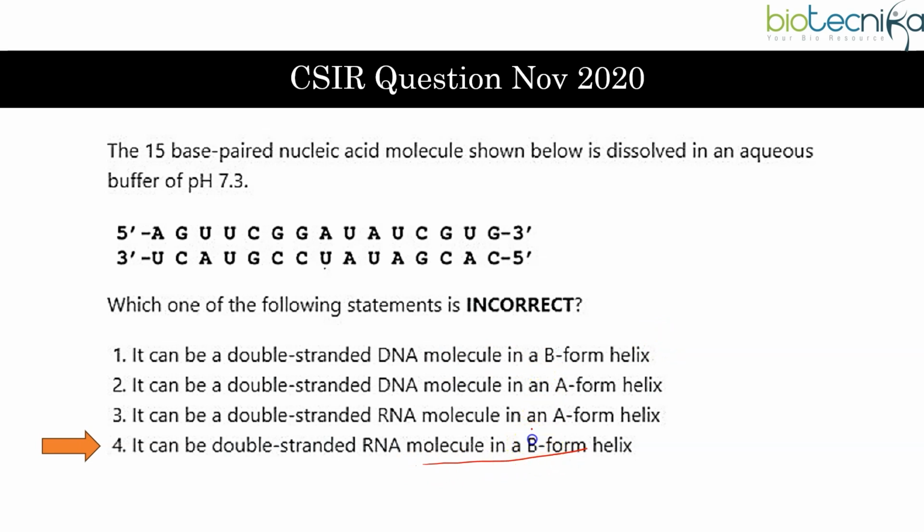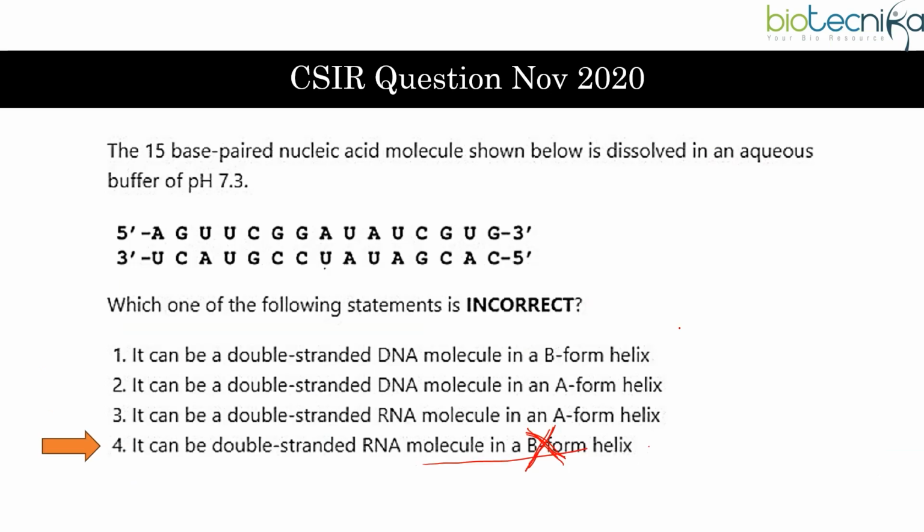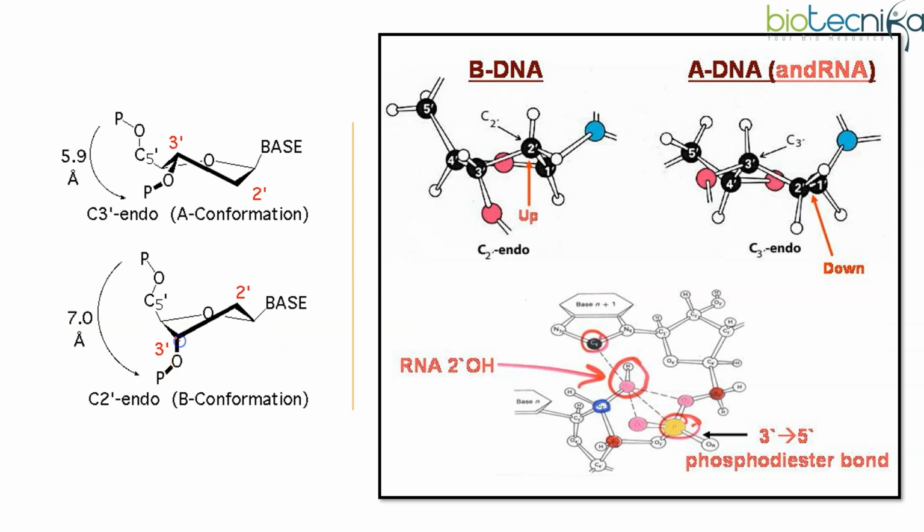Why? Because the RNA molecule cannot be in B form. If anyone knows this, the RNA molecule cannot be in B form. So if you have noticed in B DNA and A DNA, in B DNA the sugar puckering is 2' endo, which means, if I show you here, you can see the 2' endo is pushed up above the plane. So this is what we have in B DNA, right? Now one property of RNA, what is that? It is ribonucleic acid, isn't it?